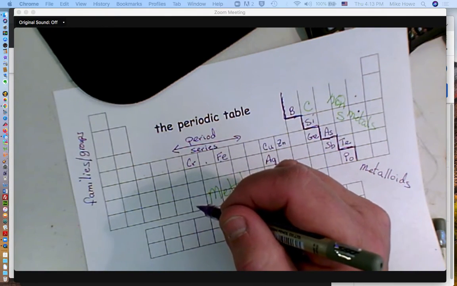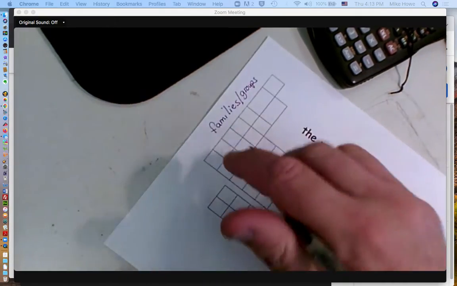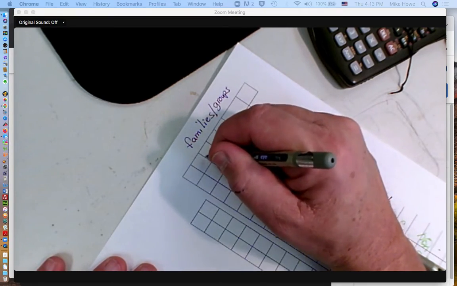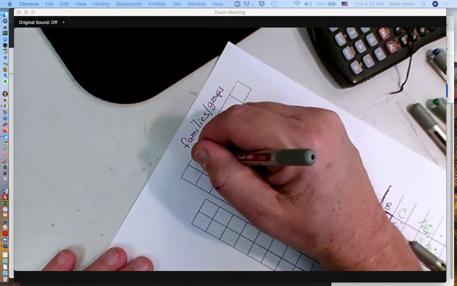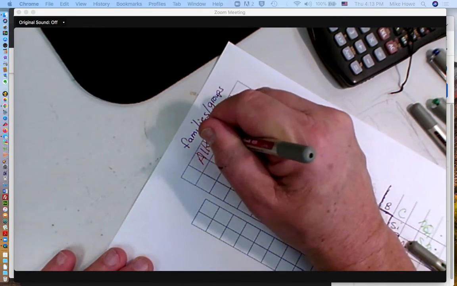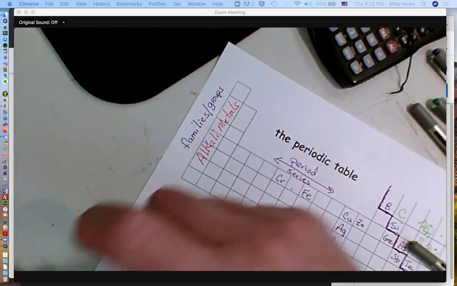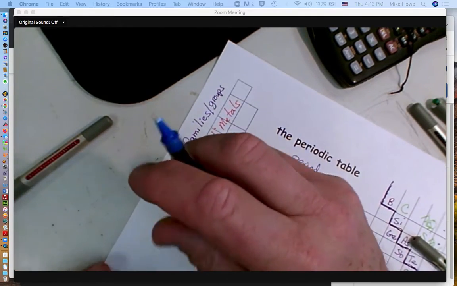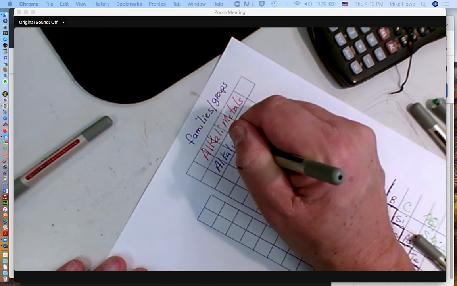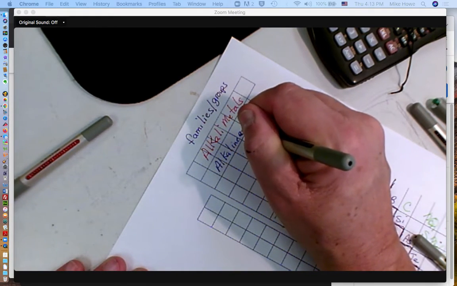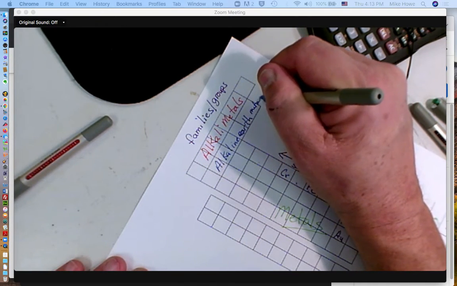Some of the columns, some of the families, have their own names. This column is called the alkali metals. I'll try and change the colors up to help you sort things out. So this is called the alkali metals. No particular purpose of the colors except to help you differentiate different ideas. These are called the alkaline earth metals.